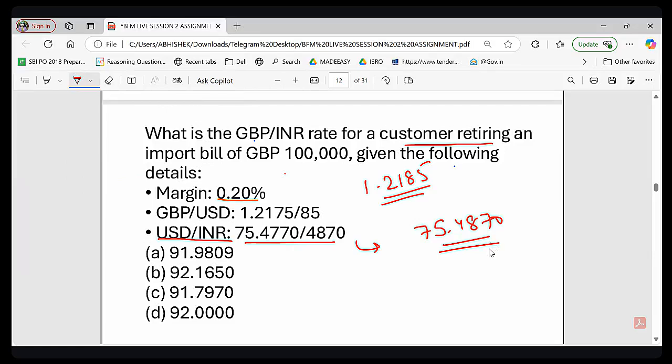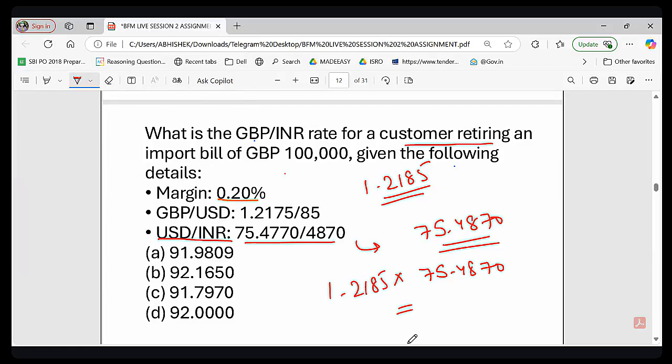So higher rate here because we are buying USD. Okay. So now there is some crucial calculation. What do you get if you multiply 1.2185 with 75.4870? Tell me what is the value you will get if you multiply both of them?